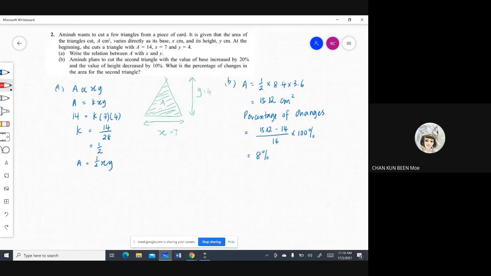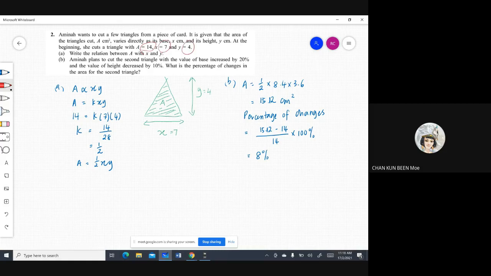Amina wants to cut a few triangles from a piece of card. It is given that the area of the triangle cut, A square centimeter, varies directly as its base, X centimeter, and its height, Y centimeter. So assume the green one is the triangle, X is the base, Y is the height, which is given already here, 7 and 4.